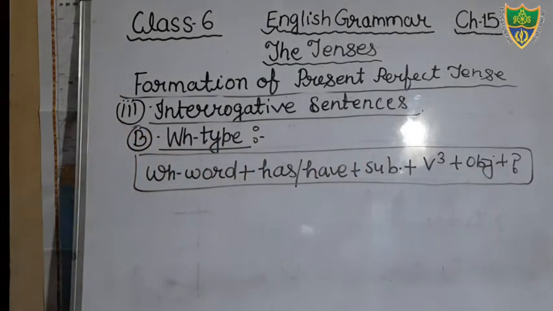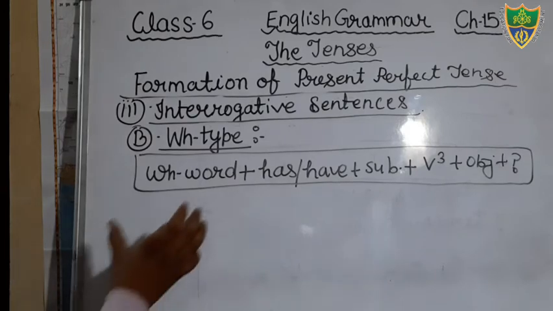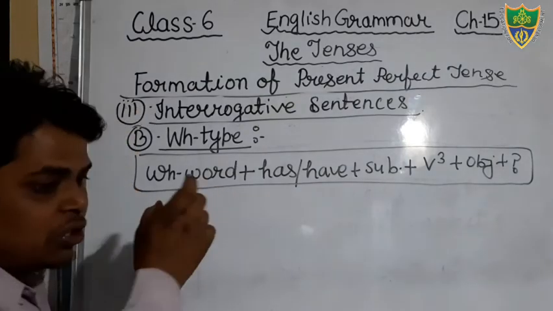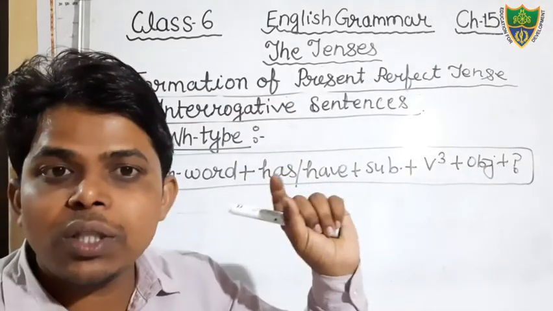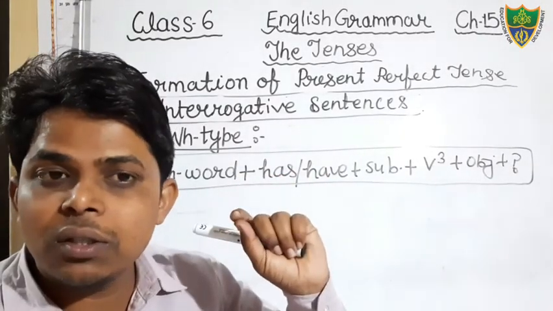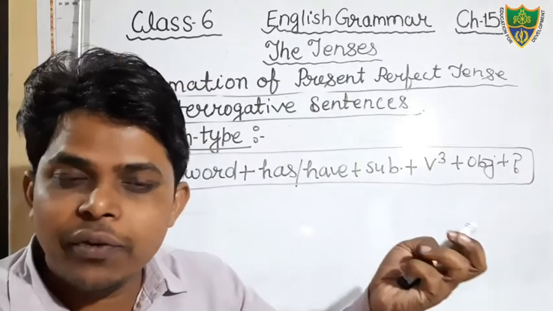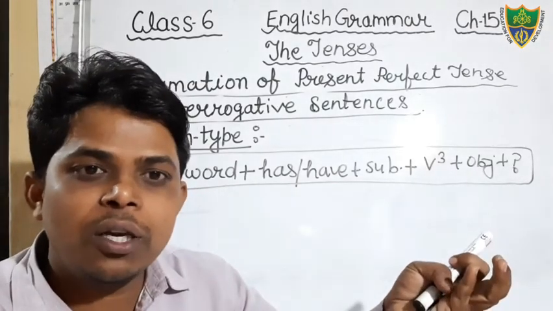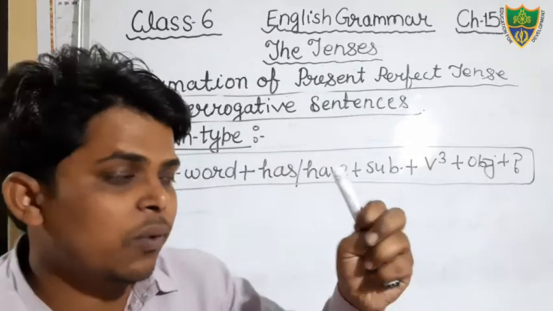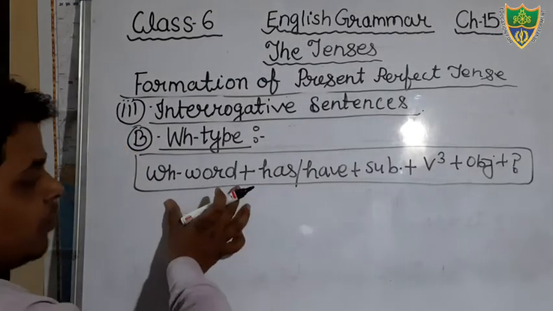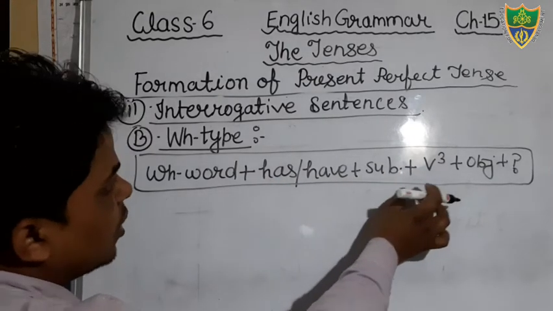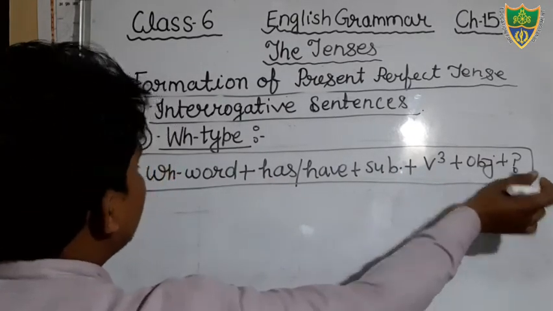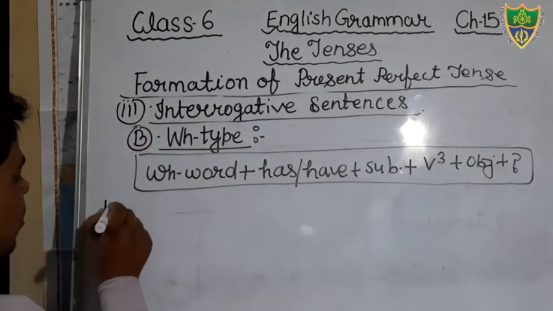Let's see. A WH word will be there at the beginning of the sentence. Dear students, you all know what a WH word is. The words that start with WH, such as what, where, when, which, these are the WH words. So just see here, there will be a WH word, then you will use has and have according to the subject, then you will use the third form of the verb, then the object, then the question mark.